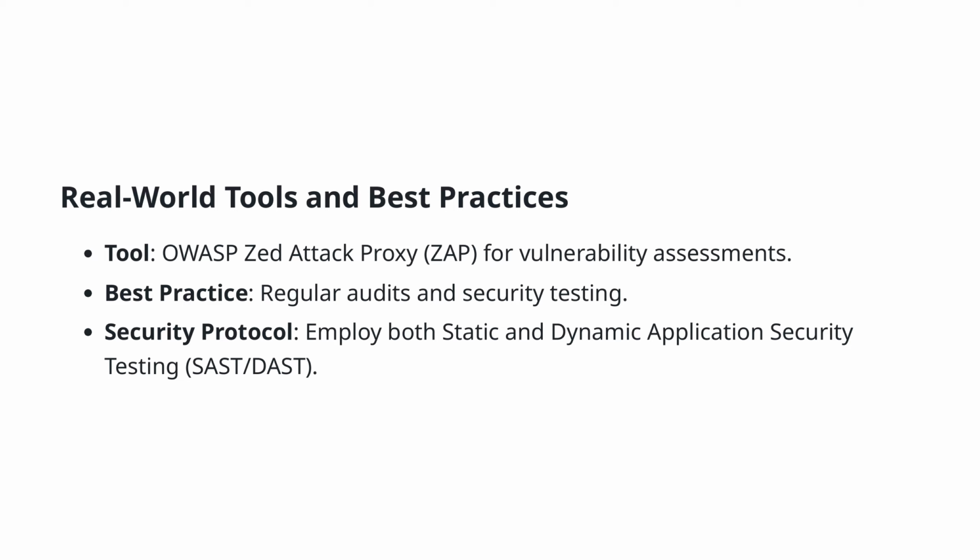Beyond tools, best practices play an essential role. Regular audits and security testing should be a part of your development lifecycle. These practices ensure that any new vulnerabilities are caught early and addressed promptly. Furthermore, implementing both static and dynamic application security testing, SAST and DAST, is recommended. While SAST examines your source code for vulnerabilities, DAST tests the running application. Using both methods provides a more thorough security evaluation, helping to safeguard your applications against threats like XSS.